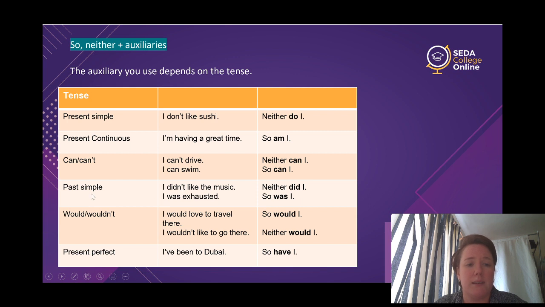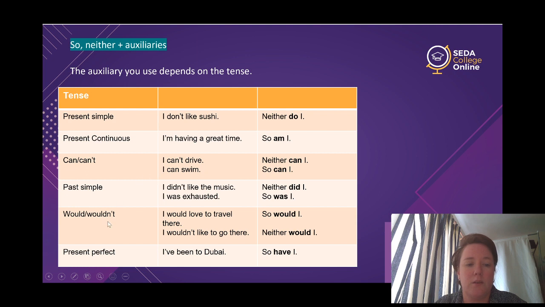The next one, past simple. I didn't like the music. You agree? Neither did I. Okay, you do not say neither didn't I. No, you say neither did I. So just remember that. The next one, I was exhausted. So was I. Okay, so was I. I was exhausted, so was I. I'm using the correct auxiliary here, and there you go.